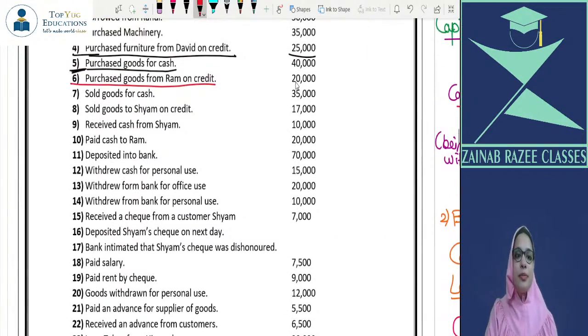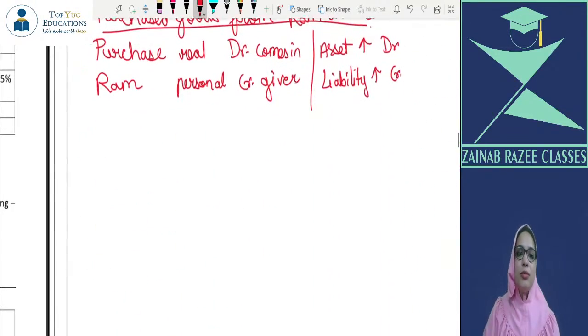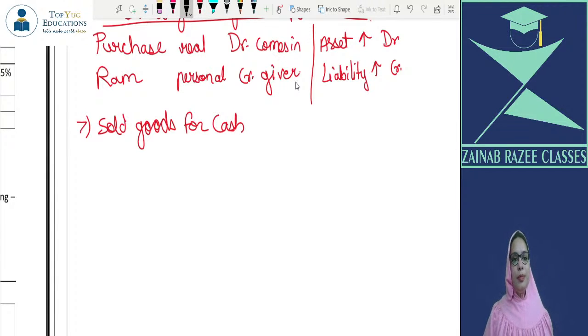Let's move ahead. Sold goods for cash. Seventh point. Sold goods for cash. Quickly tell me the two accounts which will get affected. Okay, I've got one answer as cash to sales. Cash to sales. Okay. Sales and cash.